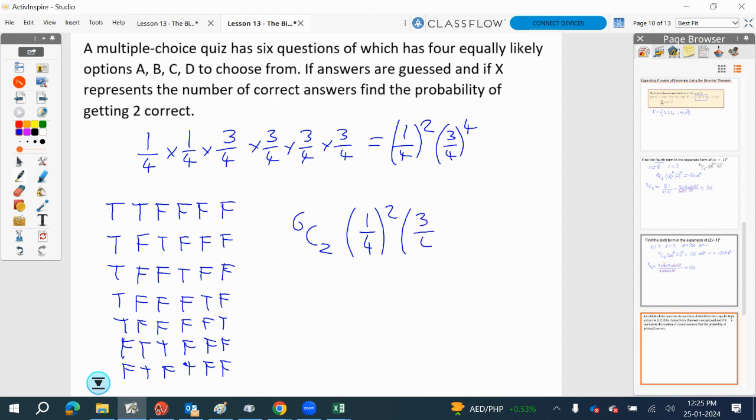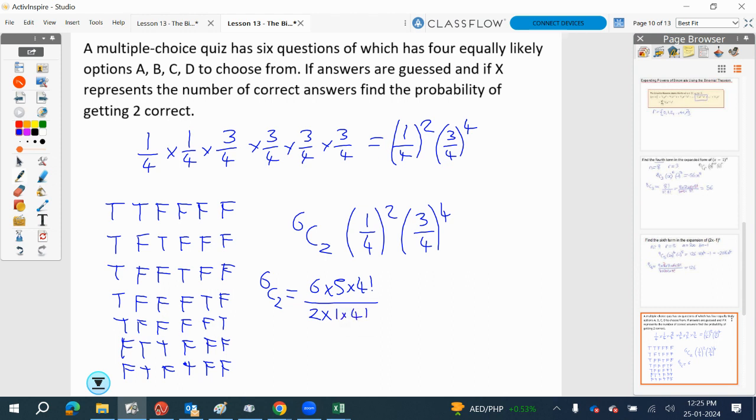Because there's this many different ways of doing it. I think it's 15. Let's work it out. So let's try to work out 6C2. That is 6 times 5 times 4 factorial over 2 times 1 times 4 factorial. These cancel. This halves that one. We get 15. So the correct answer, let's work out the full answer.